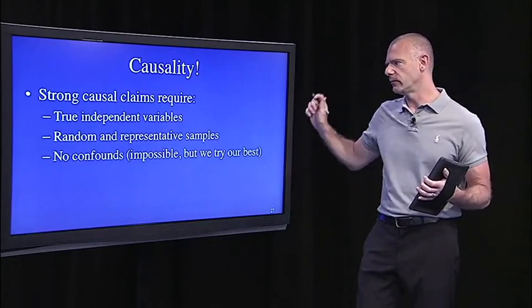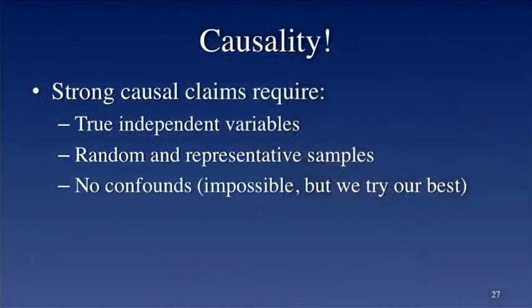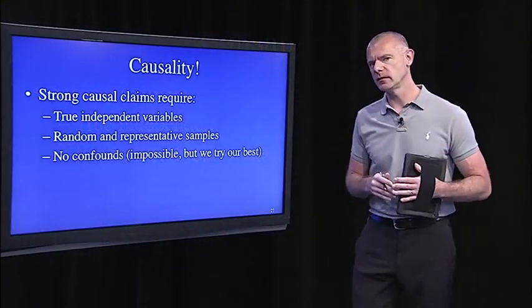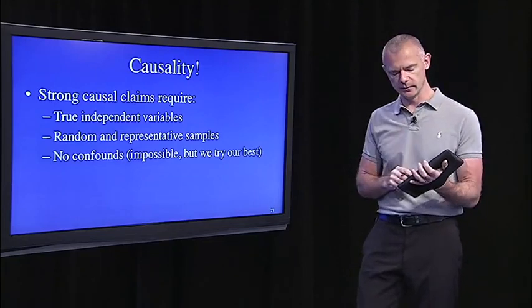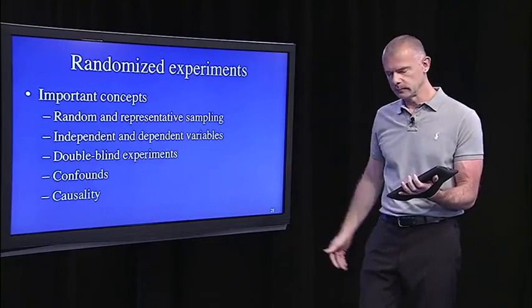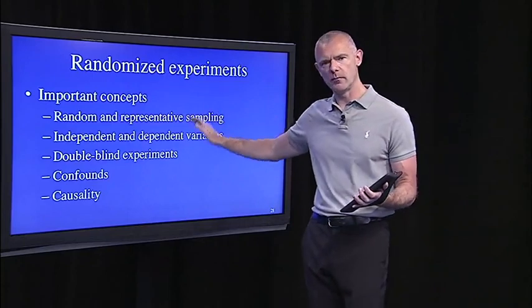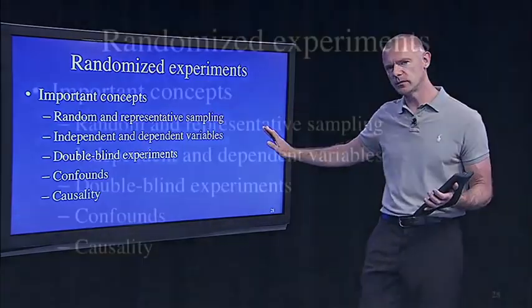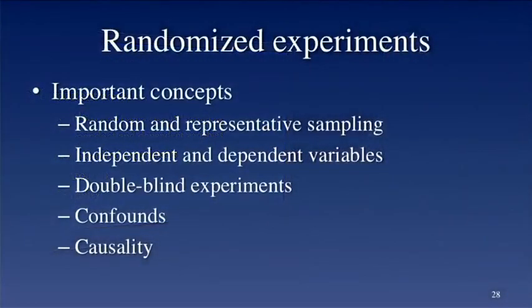And for it to work, we have to have true independent variables, and I'll explain that a little bit more in the second segment. We have to have random representative samples and no confounds. And again, that's impossible, but good experimentalists, we try to do our best to eliminate those confounds. So to summarize, these are the important concepts to take away from this first segment: random representative sampling, independent and dependent variables, double-blind and single-blind experiments, confounds, and causality.